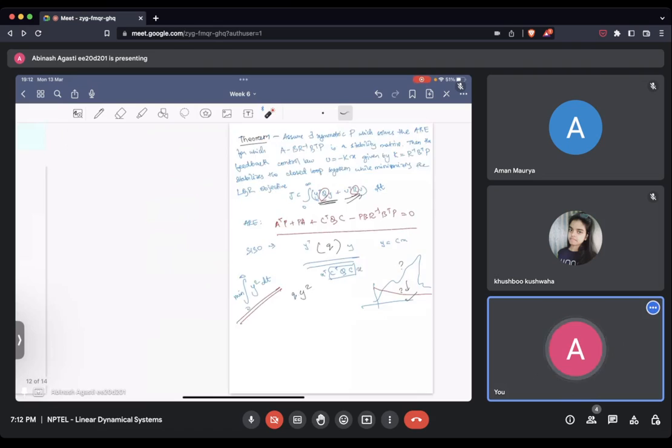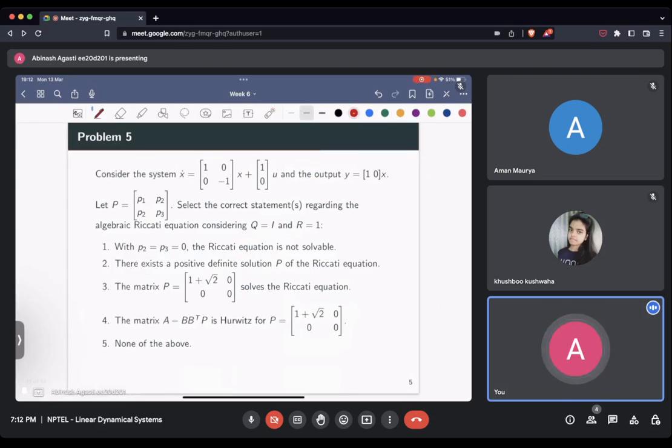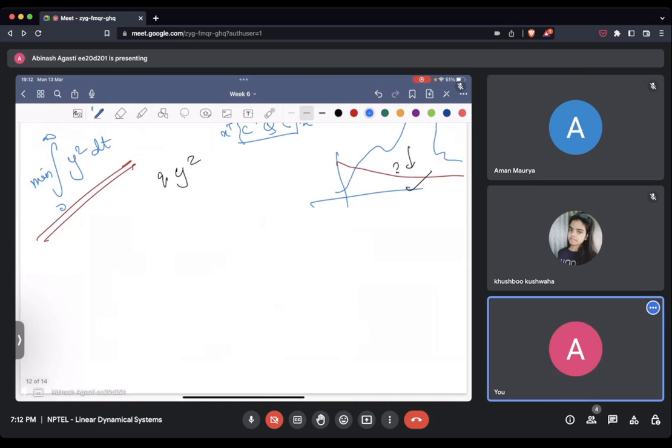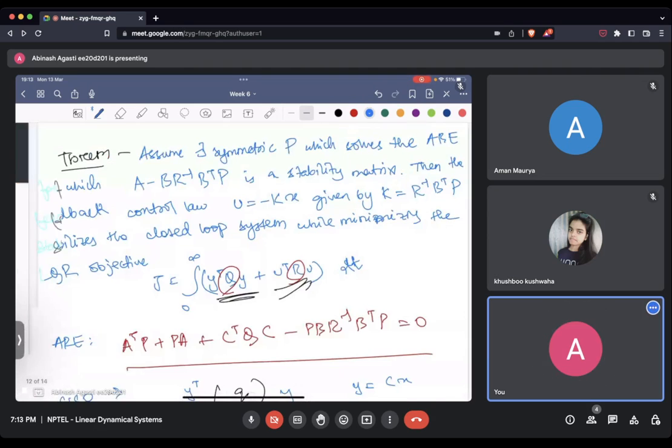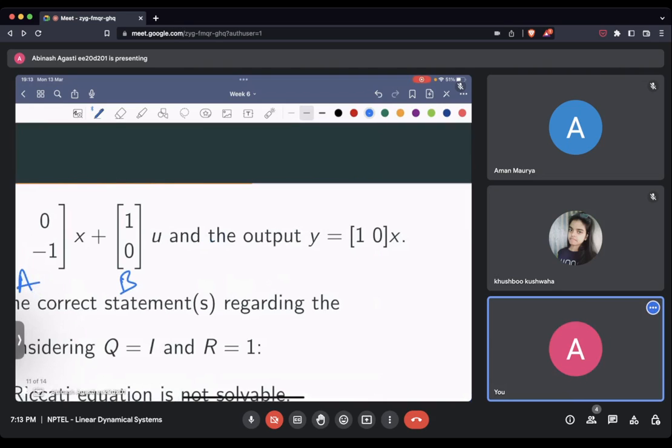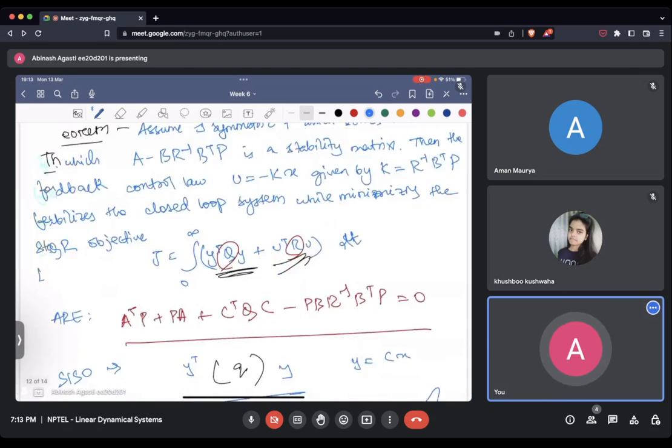Okay, so then let's find out. This is the A matrix, this is the B matrix. First, let us solve the algebraic Riccati equation. I'll copy these values over to here. A is [1 0; 0 -1], B is [1; 0], C is also [1 0].